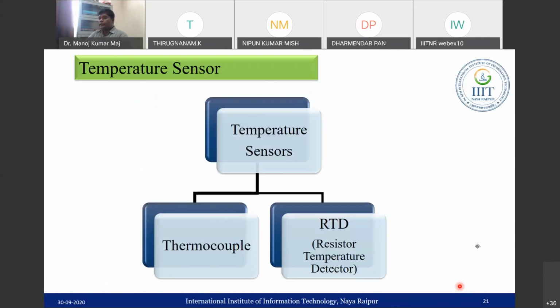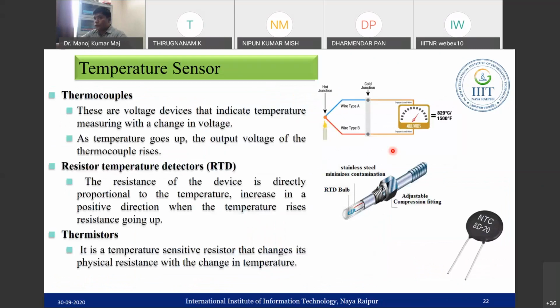So temperature sensors can further be divided into two types. One type is the thermocouple, and another type is the resistance temperature detector. Firstly, we are moving towards the thermocouple. So what is actually a thermocouple? We all know that a thermocouple is a sensor, and it can be used to measure temperature.